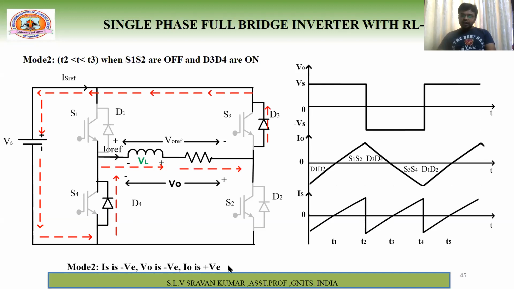So, at the end of this mode, what happens? The current reaches 0. Now, whatever pulses you have already given to S3 and S4, now they will be turned on. Now S3 and S4 will just turn on. Right, now we'll see that one.